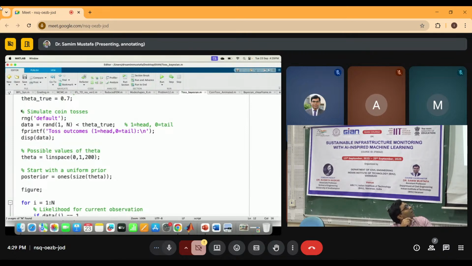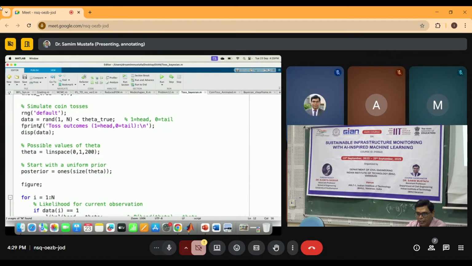Then in this statement, data equals rand less than theta is true. So that is considered as head, and if it is 0, it is tail. Then you are giving fprintf of this, that is the toss outcome, 1 equals head and 0 equals tail. That will give you this.